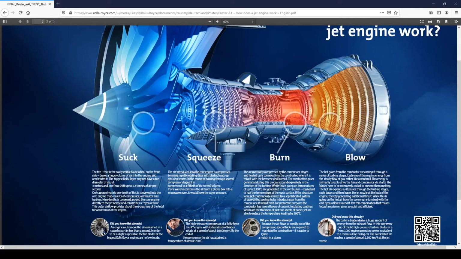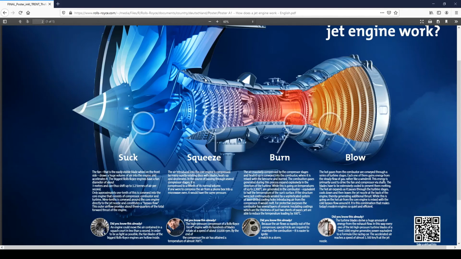So the first stage of the whole process is where air is sucked in, and then it goes through a series of blades. Here it's compressed, it's squeezed together, and then it enters a combustion chamber where it is mixed with fuel and ignited, and that gives off a lot of energy, and then it is blown out through these blades over here. This produces some of the thrust, but it also drives the whole turbine, which in turn drives the fan. And that produces the remaining thrust.